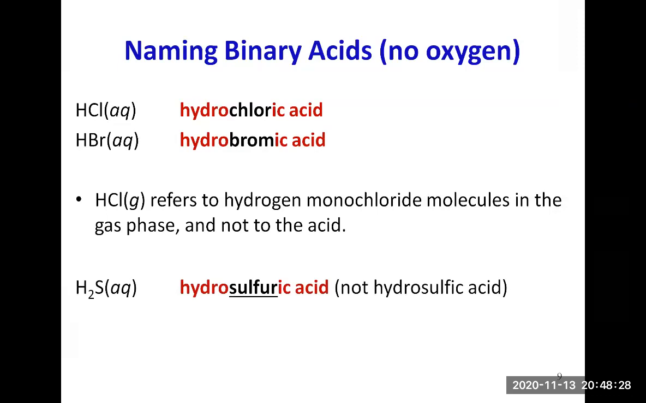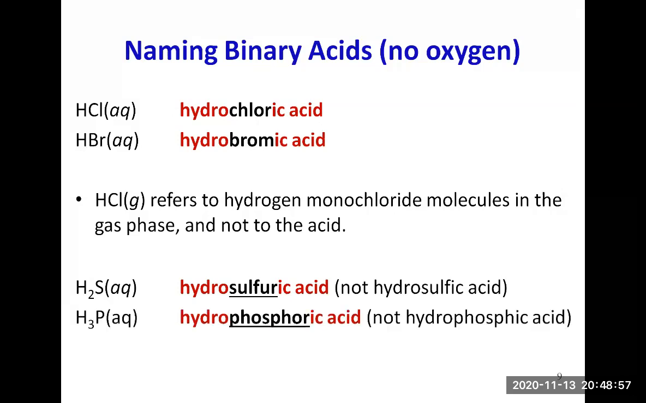Another example, H2S is hydrosulfuric acid and not hydrosulfic. Even though the sulfur becomes the sulfide ion, here we keep the ur because it's easier to pronounce. So it's sulfuric, not sulfic. Because it's a binary acid, here you have the prefix hydro, hydrosulfuric acid.